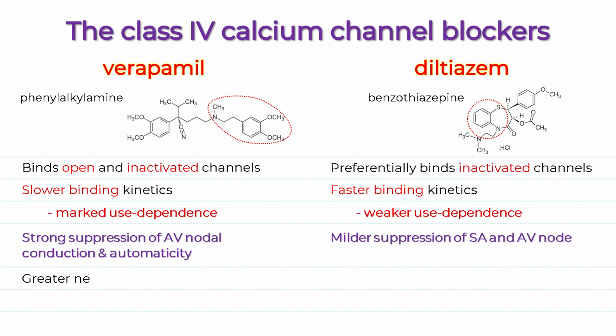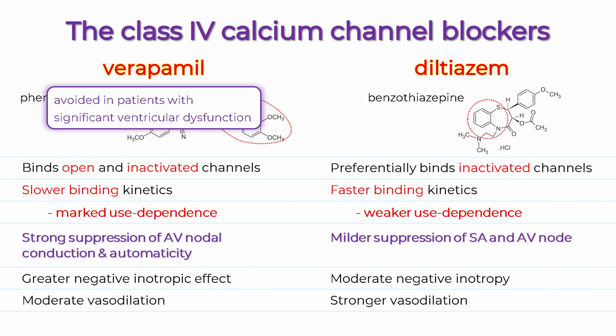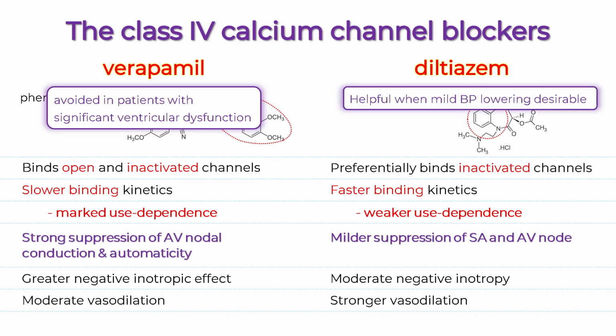Verapamil has a stronger negative inotropic effect, so it must be used cautiously in patients with left ventricular dysfunction. Diltiazem's moderate inotropy makes it somewhat safer when cardiac function is borderline. Finally, both drugs cause vasodilation by blocking calcium entry into vascular smooth muscle. Diltiazem tends to produce a stronger vasodilator effect, helping to lower blood pressure, while verapamil's action is more cardioselective. Diltiazem may therefore be preferred when mild lowering of blood pressure is desirable.